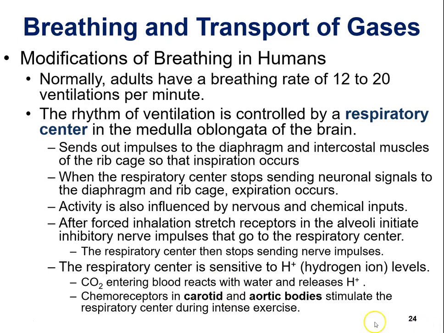It also says here, if you think about these stretch receptors, this is just a receptor detecting a change in the alveoli to then signal the nervous system to be inhibited. It also says that it's sensitive to hydrogen ions. If there are high levels of carbon dioxide, it causes an increase in hydrogen ions, which causes a decrease in pH. And there are chemoreceptors that will be able to detect that.